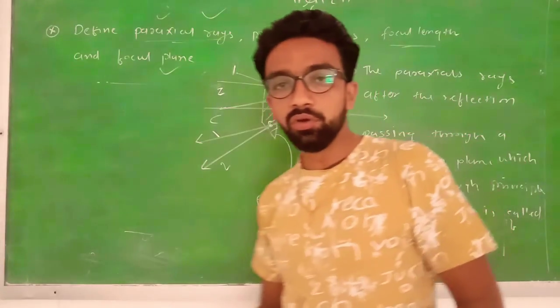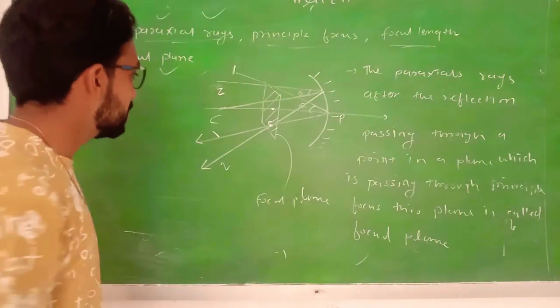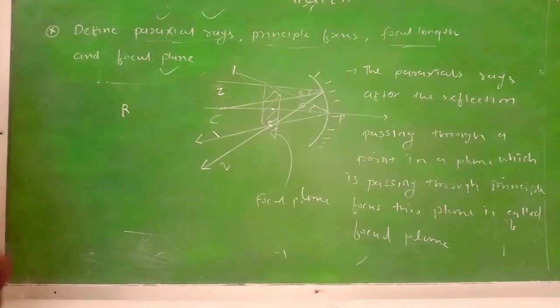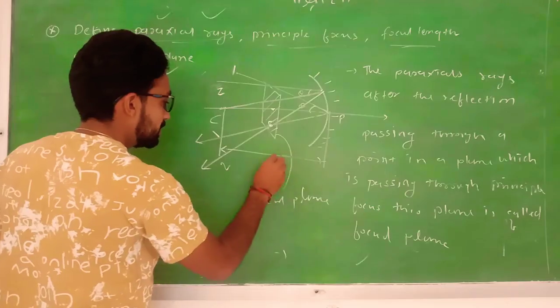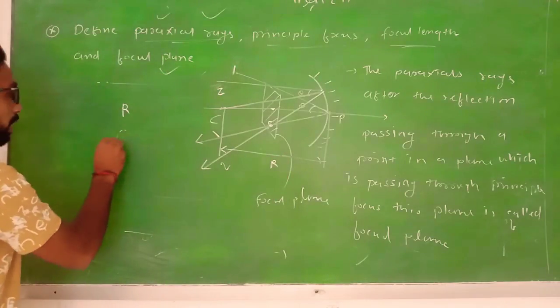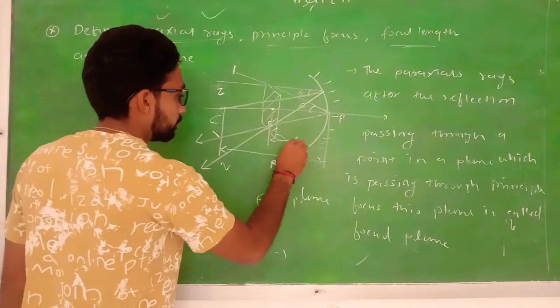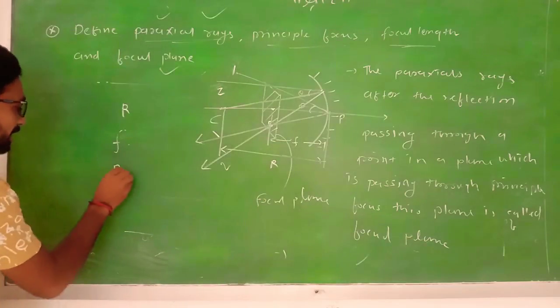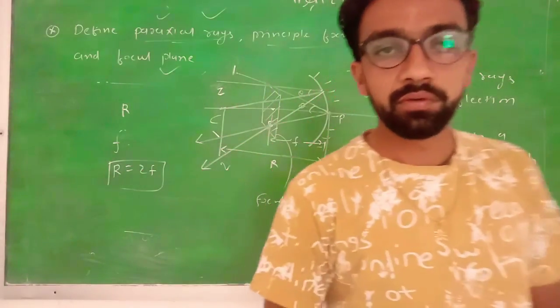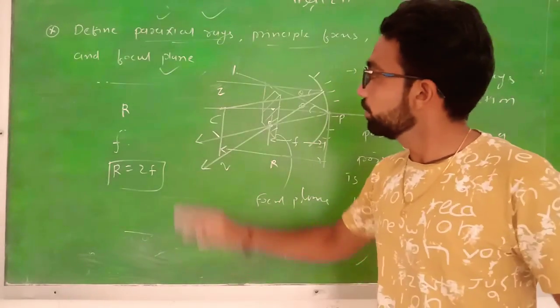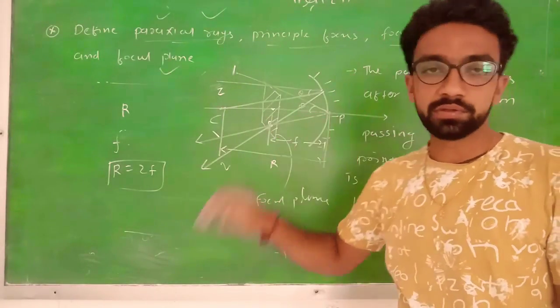Now in the next video, we derive the relationship between the radius of curvature, that is the distance between the center of curvature and pole, R, and the focal length f. That is, R is equal to 2f. So in the next video, we derive this equation. Okay, so now we stop here. You should remember these definitions. Okay, thank you.